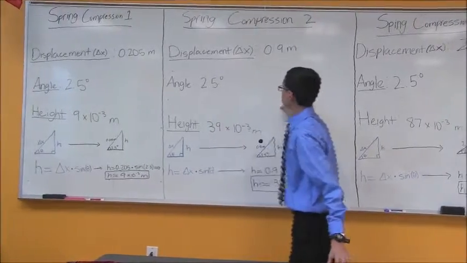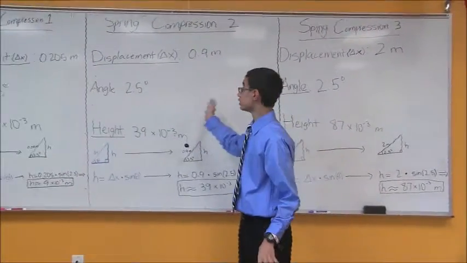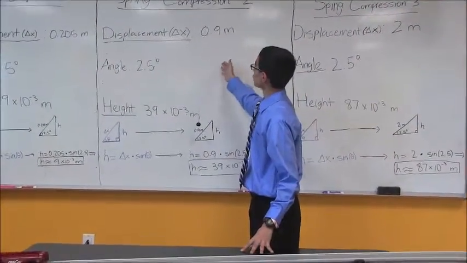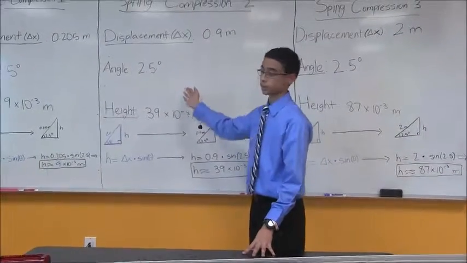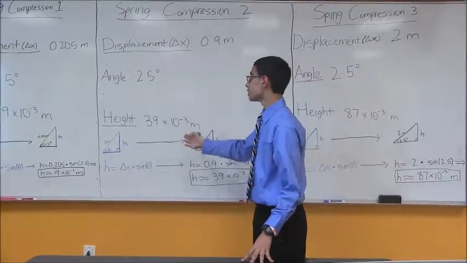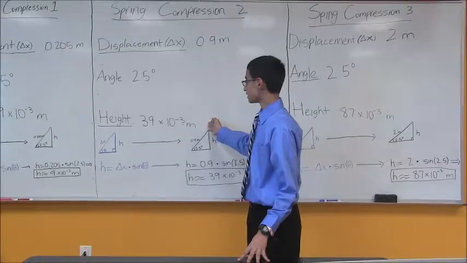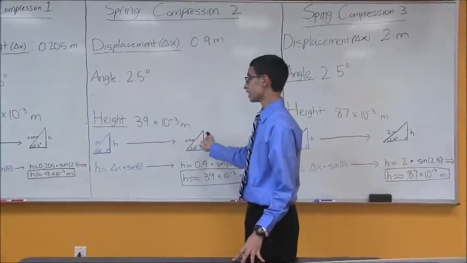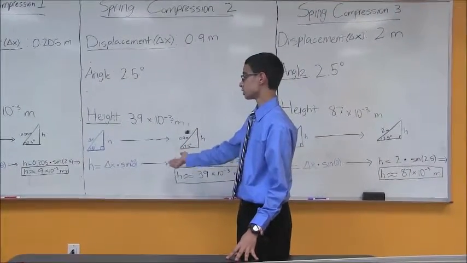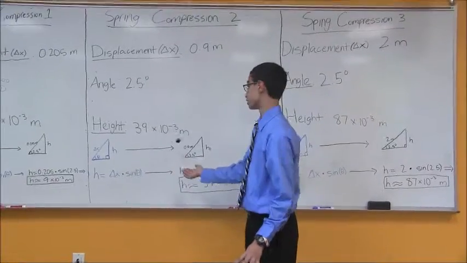So when the spring was compressed to level 2, the displacement was 0.9 meters and the angle was kept constant at 2.5 degrees. The height this time was 39 times 10 to the power of negative 3 meters, and I arrived at that answer using the same trigonometric relationship.